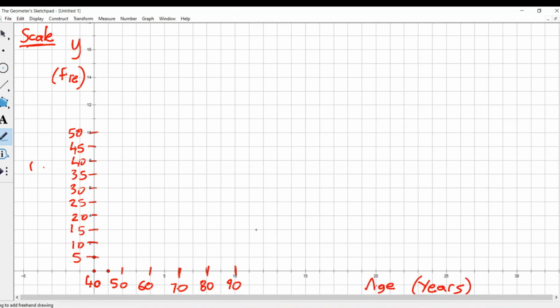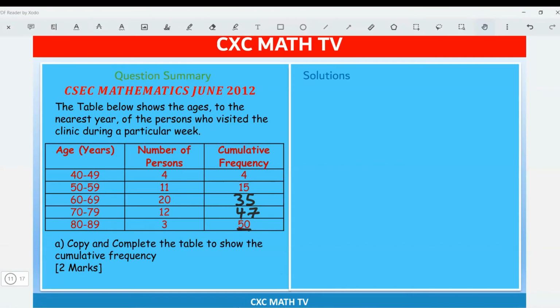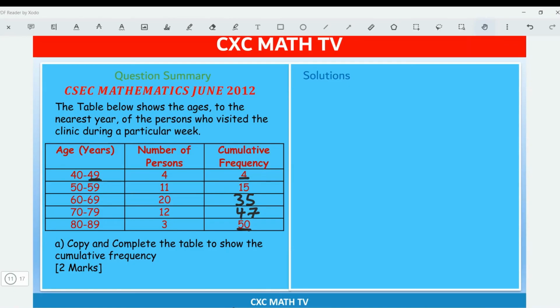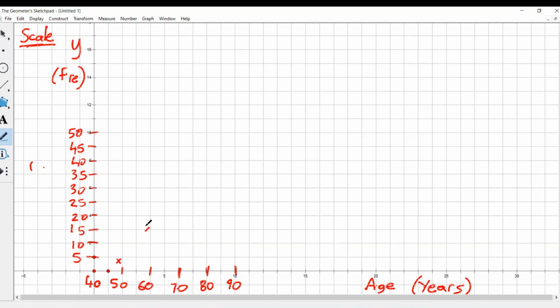Now that we did that, we can construct our cumulative frequency graph. We're plotting cumulative frequency versus upper class boundary. Upper class boundary is 49.5, and the cumulative frequency is 4. So 4 to 49.5, that's somewhere here. This is not 100% accurate, but make sure you plot it accurately on your graph. Then 15 to 59.5, somewhere there.